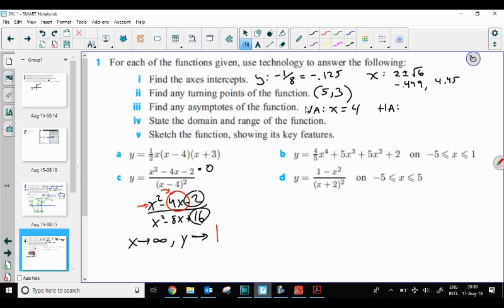And likewise, as x gets really, really small, or really, really big in the negative direction, I should say, y is also going to tend towards 1, because I'll have a negative number squared divided by that same negative number squared.